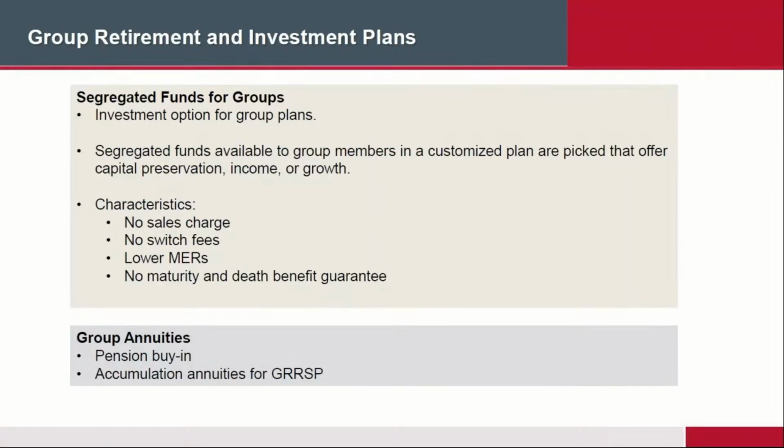Okay. You can also buy group retirement investments. In other words, you can also buy segregated funds on a group basis. So we talked about segregated funds before, but because this is a group, there is a slight change in the rules, and you need to know that. First of all, you have the same investment options as you had before, so that's not a problem. With segregated funds, you can pick any kind. You can have capital preservation, income growth, whatever it is that you want, just like we did before.